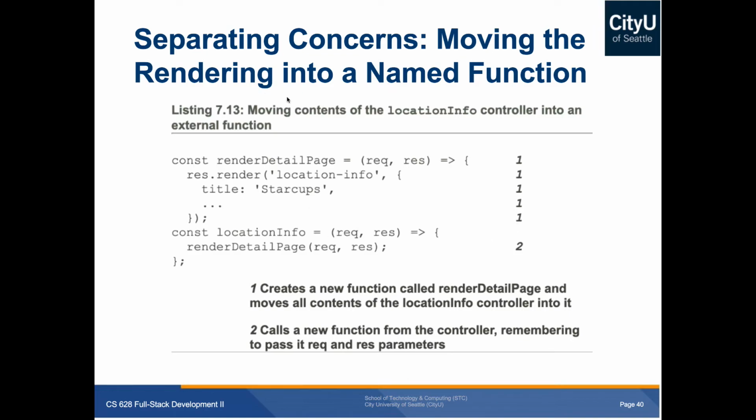So because you got that unique ID, let's see. The next is moving the rendering into a named function, right? Remember the render homepage, we now have the render detail page, and then it calls a new function from the controller, remembering to pass the request and response parameters. So instead of having all the rest render here, we decoupled it. The controller function only knows the render detail page. It doesn't need to know all the content. It just knows that it needs to call this.